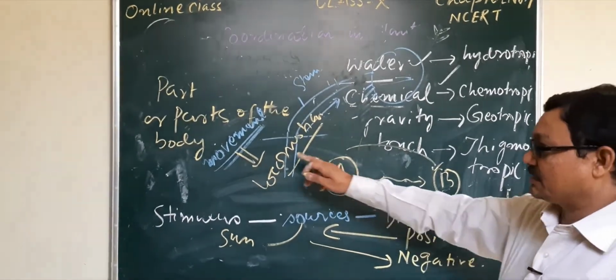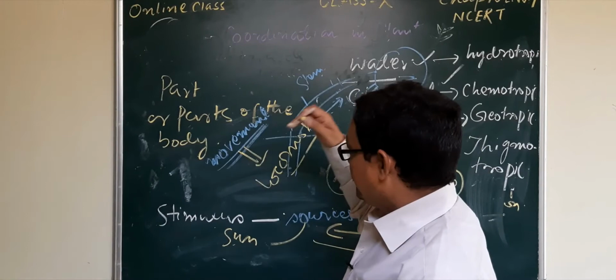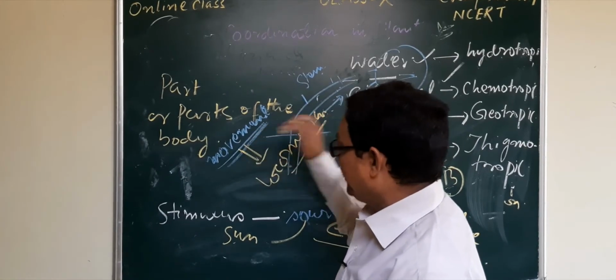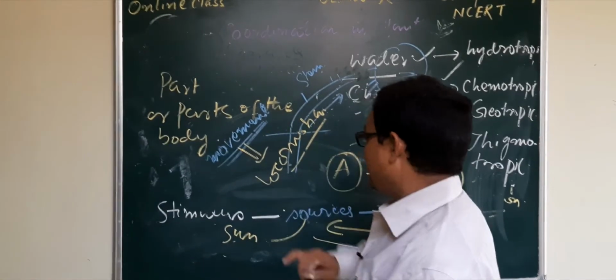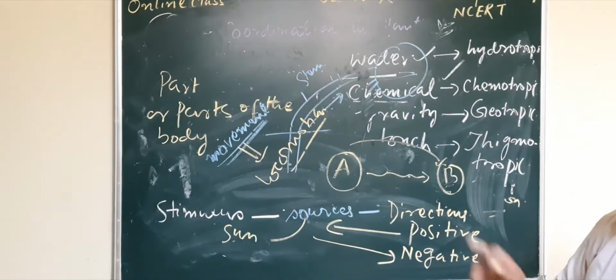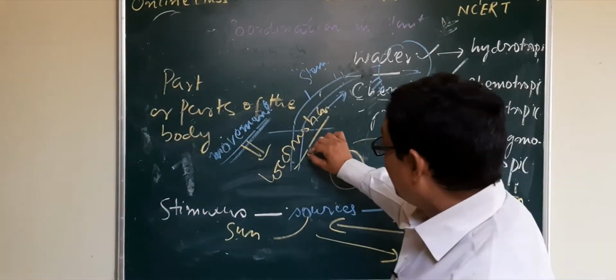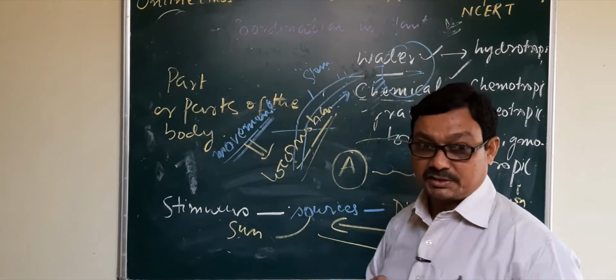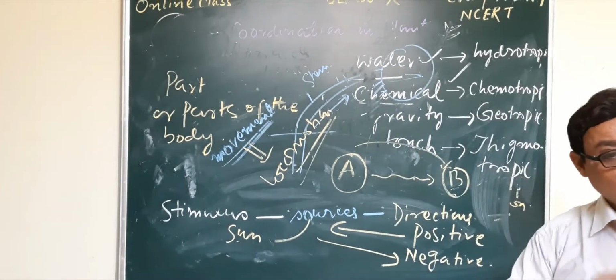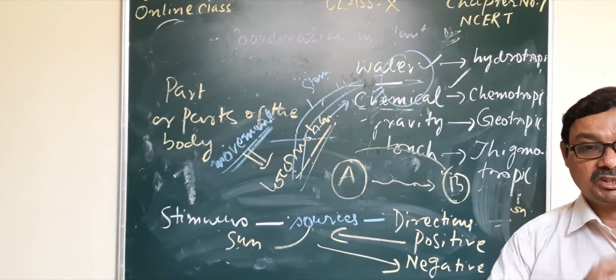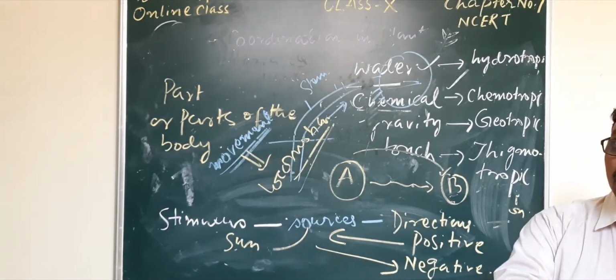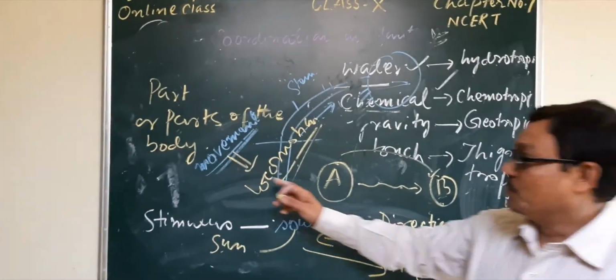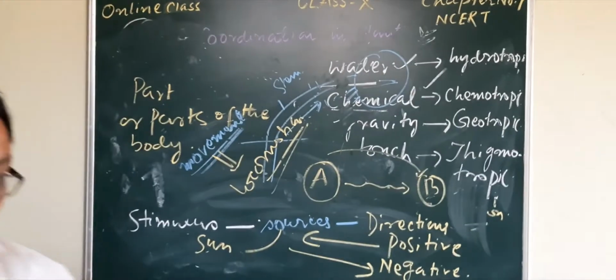So this is the terminology and their concept, their meaning. What is the meaning of the movement and what is the meaning of the locomotion? And the locomotion is the special feature of the animal. All the higher animals except the poriferans can locomote from one place to another, and the movement is the special feature of the plant body.